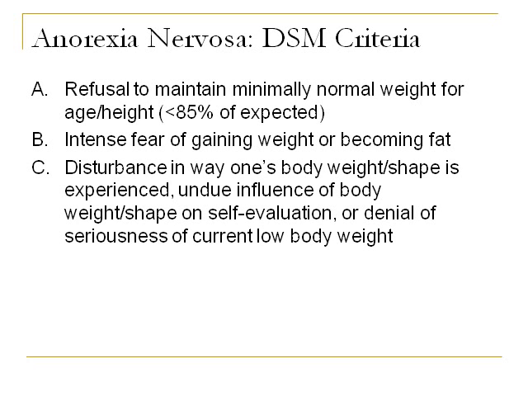Criterion C: there's a disturbance in the way one's body weight or shape is experienced, undue influence of body weight or shape on self-evaluation, or a denial of the seriousness of the current low body weight. It can be any of those to meet criteria. It could be more than one. The first one, the disturbance in the way one's body is experienced, relates to the idea that people have this perceptual disturbance, that typically they see themselves as being bigger than they really are. Right, bigger and fattier, having more fat tissue than is objectively there.